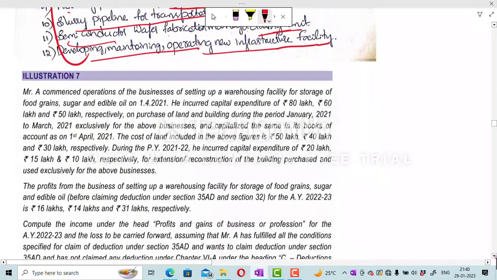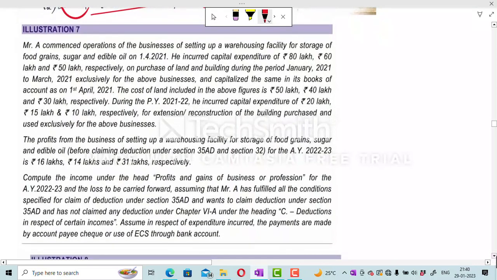Okay, this is precise. We have an example. Mr. A commenced operations of business of setting up a warehousing facility for storage of food grains, sugar, edible oil on 1/4/21. He incurred capital expenditure of 80 lakhs, 60 lakhs and 50 lakhs. What are the specified businesses in this? Warehousing facility of storage of food grains. Any agriculture produce they have given, no? So this is a specified business.